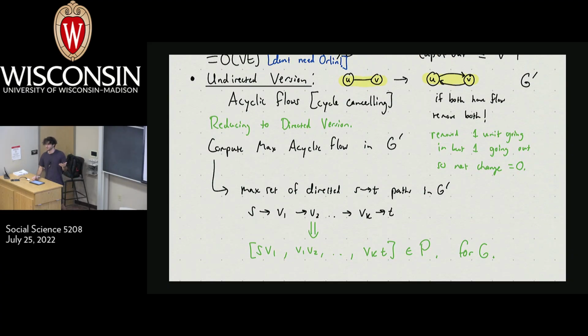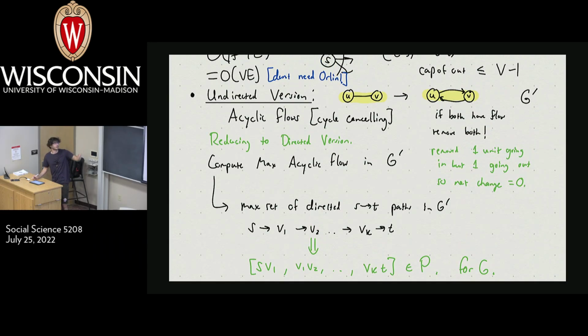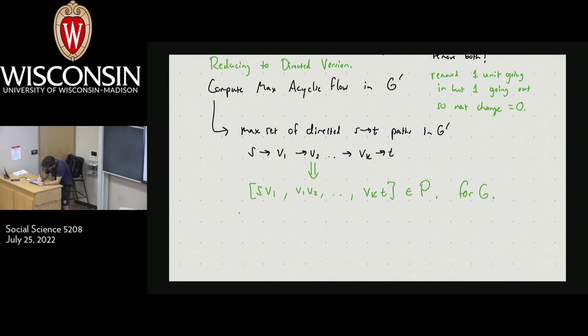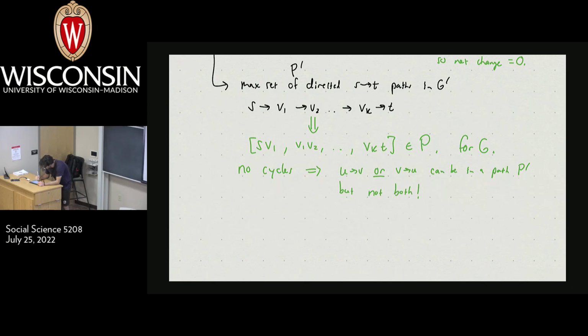So we forced it to be directed in order to use the max flow algorithm, and then we just undo the direction. And the key thing here is because there's no cycles, either because we use that little trick or we use an acyclic flow, no cycles implies u to v or v to u can be in a path in P prime. I'll call this P prime, the set of paths for the directed version. So one of them can be in there, but not both. And so picking one of them, like converting one of them into the undirected version, is well defined. So our P is well defined.